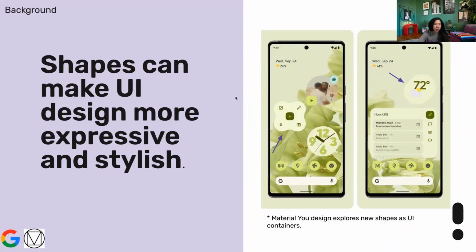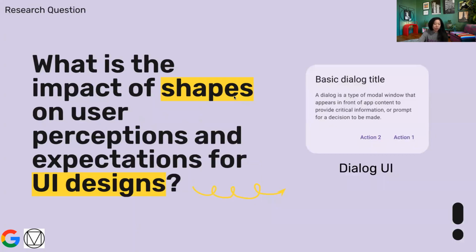However, we're still unclear about what shapes offer to UI regarding their semantic meanings. Does a certain shape make the displayed information seem more important or urgent? How do users perceive and expect the information presented in containers with different shapes? Hence, we sought to understand the impact of shapes on user perceptions and expectations for the information displayed.